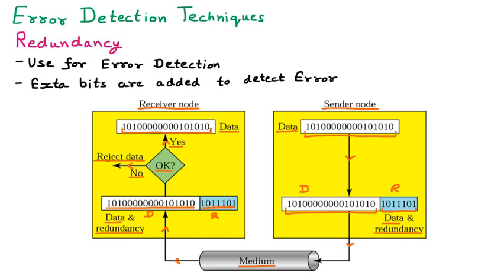The idea is that we add some extra bits for the calculation, and once the data has reached, we check and match it with those particular redundancy bits. If it is okay then it is received, otherwise it is discarded. And this is how we can detect errors in the data. So this is all about redundancy.